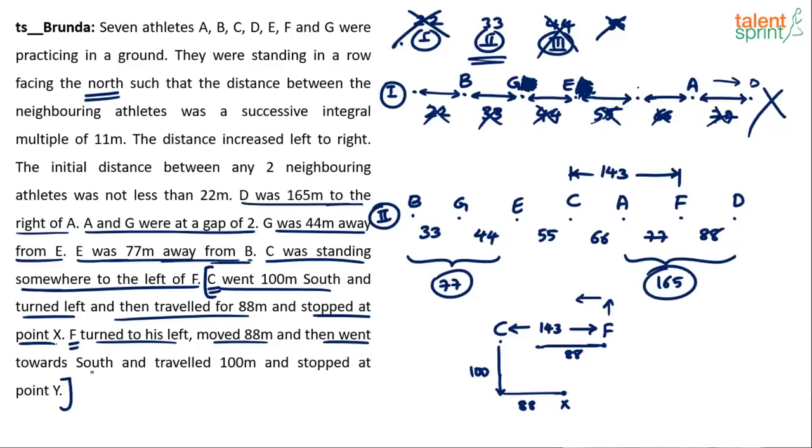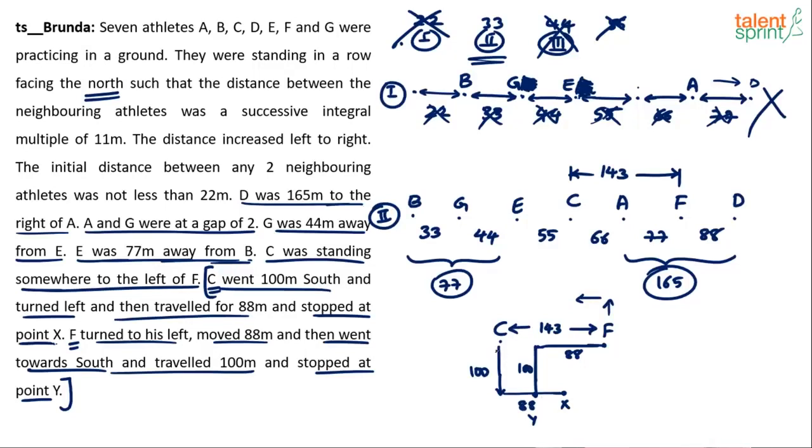And then he turns towards south and travels 100 meters. So same 100. These two are parallel lines, right? And stopped at point Y. This is point Y, this is point X. You getting it? So C's direct movement was 100 meters, then left 88 meters. F went left 88 meters and then 100 meters. So we've got X and Y.